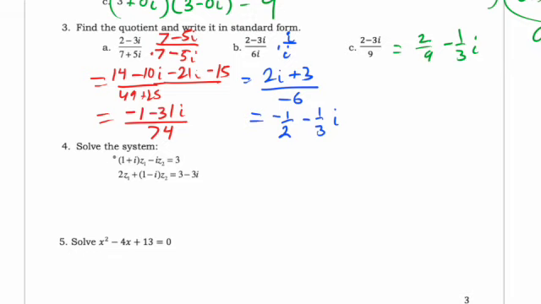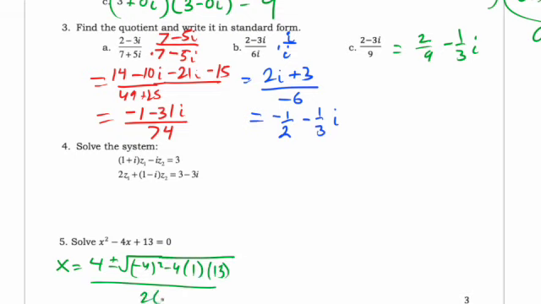Now, let's do number 5 first, and then we'll go back to number 4. We can now use the quadratic formula and get complex roots. We get negative negative 4, which is 4, plus or minus root b squared minus 4ac, over 2 times 1. That gives you root negative 36 over 2, which is 6i, right? 4 plus or minus 6i over 2, which equals 2 plus or minus 3i, okay?